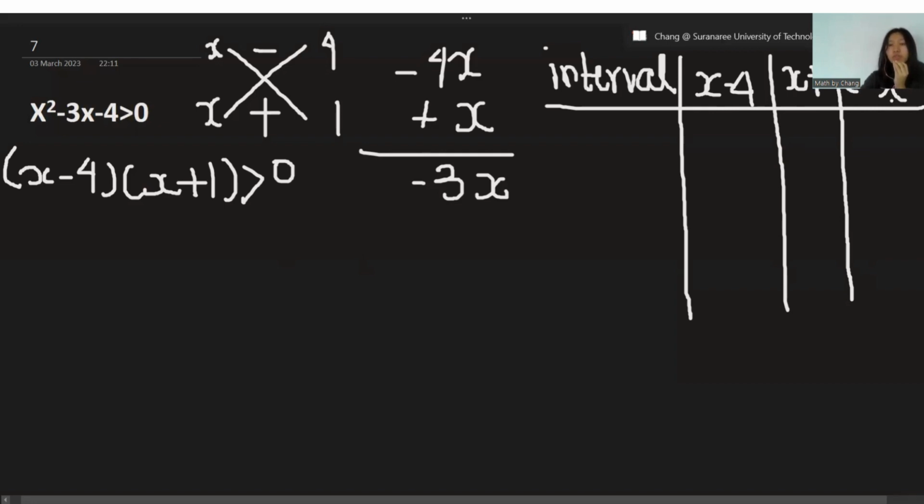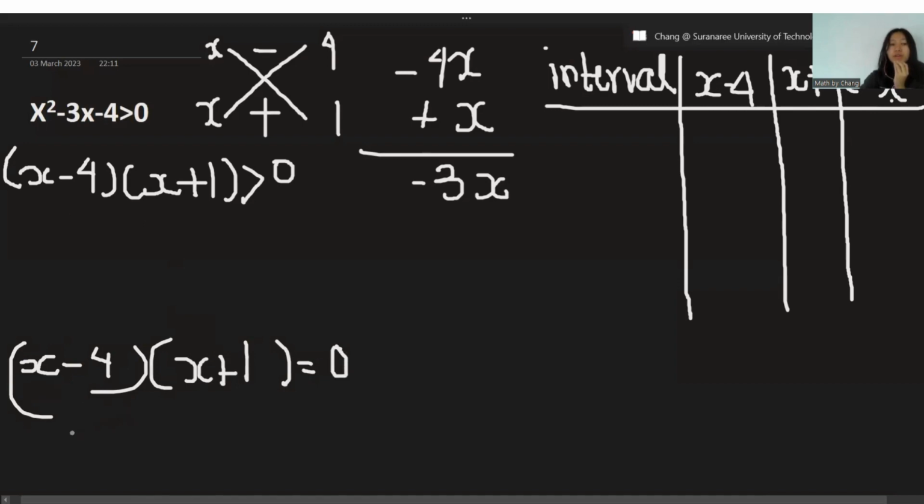This is x minus 4. This is x plus 1. All right, so the intervals will be, what will be the value for x? Okay, you just need simply x minus 4, x plus 1 equal to 0, right? So what will you get here? x equal to 4, comma, minus 1, right? So you have to consider when x is less than minus 1.